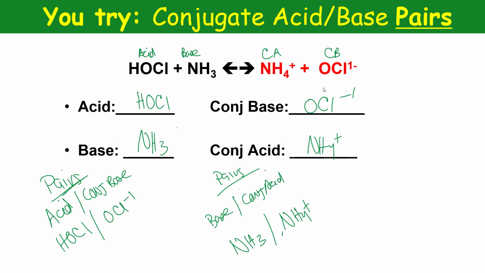Okay, if you did this correctly, here's what you should have gotten. We should have had HOCl as our acid, OCl- as the conjugate base, and NH3 as our base, and NH4+ as our conjugate acid. You'll notice my acid and conjugate base pair is HOCl and OCl-, and my base and conjugate acid pair is NH3 and NH4+. Make sure you make a note if you have any questions about this. We can talk about it during the burning questions segment tomorrow.